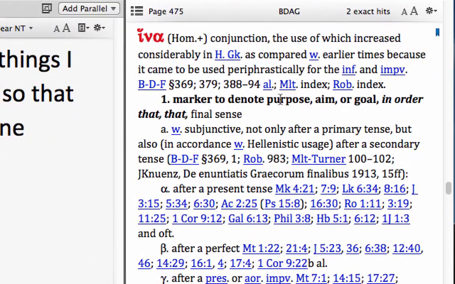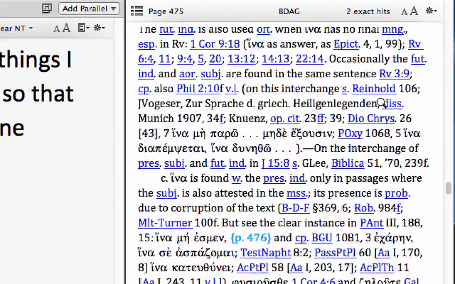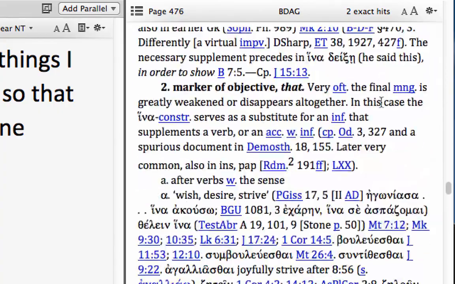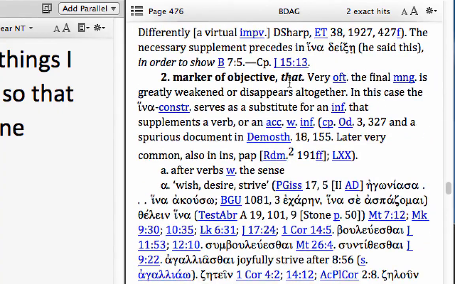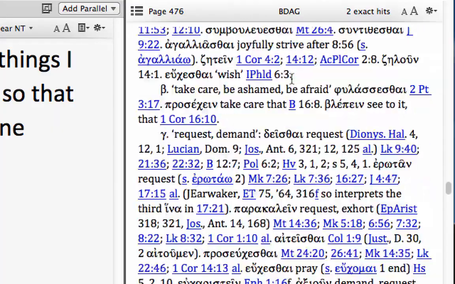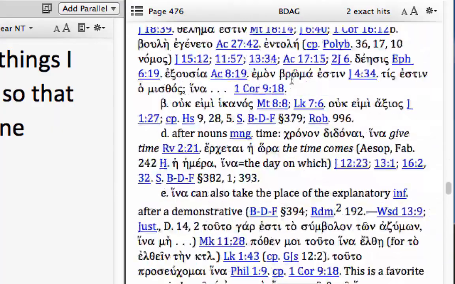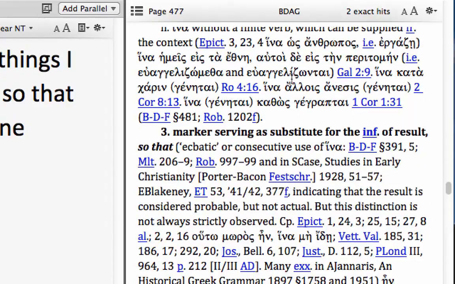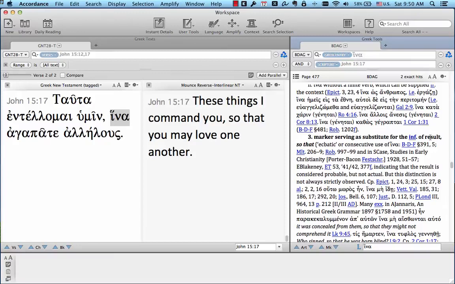So hina can indicate purpose, right, in order that. It can also, get down to B, or 2, it can mean that. In other words, it's just introducing the content, in this case, of what's commanded. And there's also a third basic use of hina that can indicate result. So is Jesus giving the command for the purpose of something? Is Jesus giving a command so there'll be a certain result?